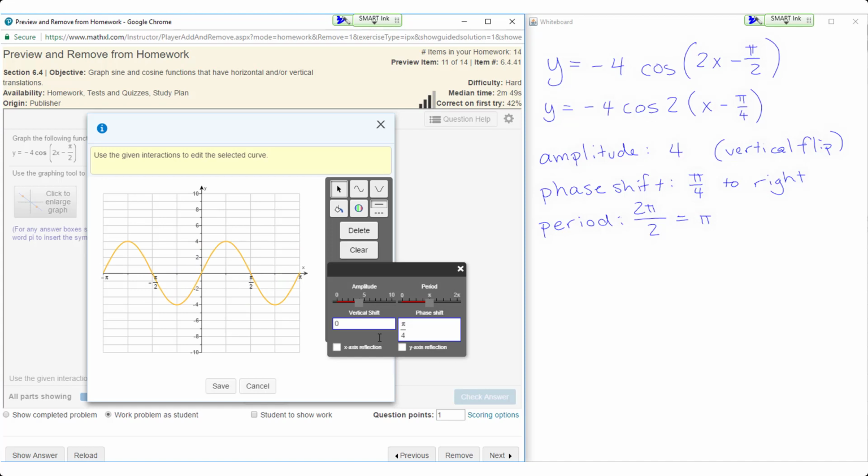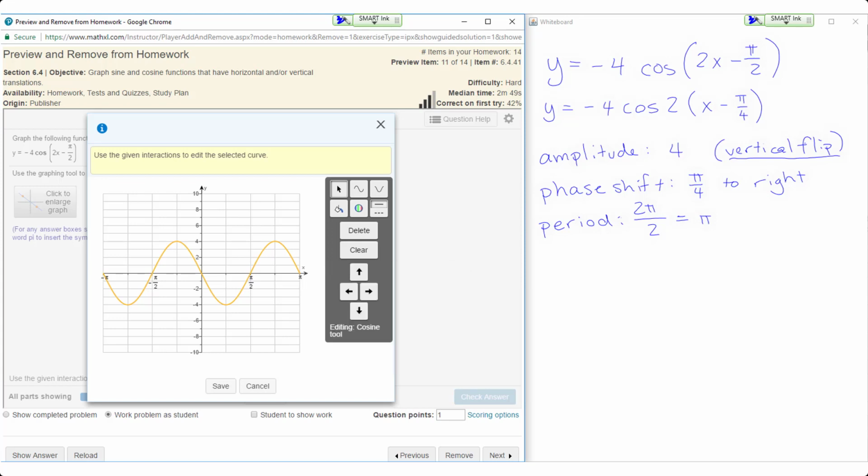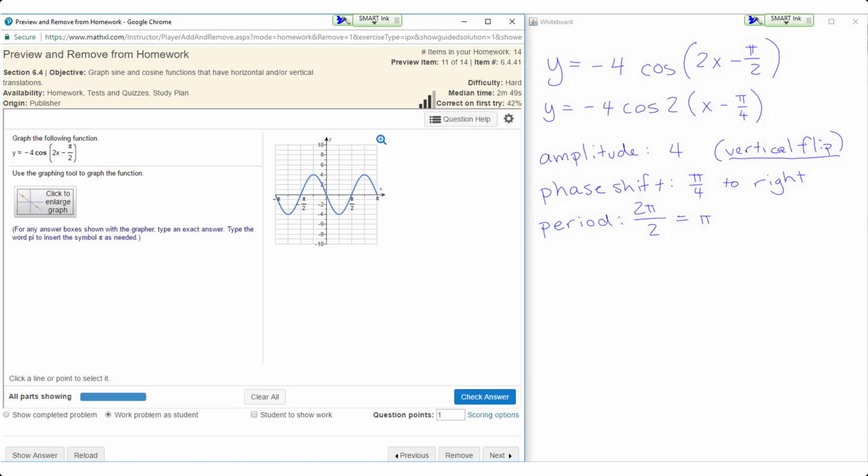Now, lastly, I have this vertical flip. The vertical flip exists because my amplitude was negative, which means I have a y-axis reflection. And if you click the y-axis reflection button, it will update and make that change. So let's close that out now and hit save, and it'll save my graph. And then when I hit check answer, it'll tell me if I'm correct or incorrect.